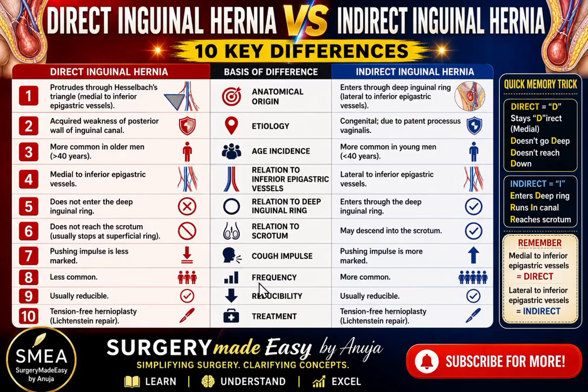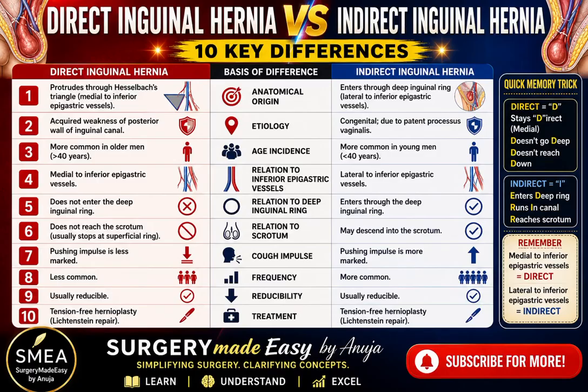The frequency of seeing these kinds of cases, usually we see the indirect ones more commonly and less frequently we see the direct variety. Both direct as well as indirect inguinal hernia are reducible type, and the treatment option for direct inguinal hernia is usually a tension-free hernioplasty, which is the Lichtenstein repair, whereas in indirect inguinal hernia, various options like herniotomy, hernioplasty, herniorrhaphy can be implemented.